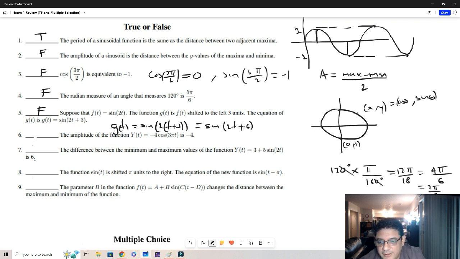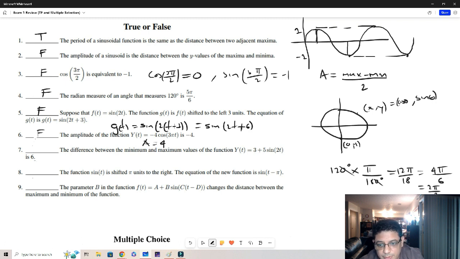Now, question 6 says the amplitude of the function y of t equals minus 4 cosine of 3 pi t is minus 4. This is false because the amplitude is a positive value. The amplitude is only measuring distance, so the amplitude here is 4. It cannot be minus 4.